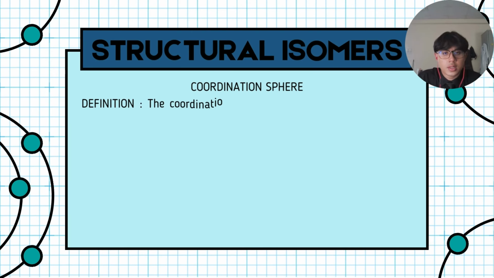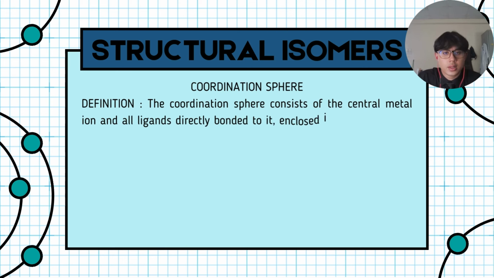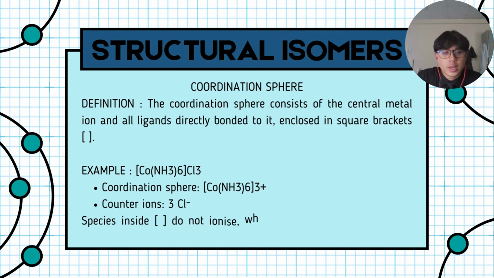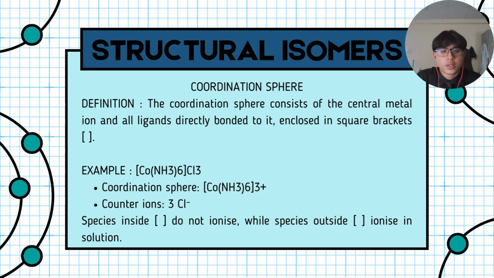The definition is that the coordination sphere consists of the central metal ion and all ligands directly bonded to it, enclosed in square brackets. For example, here the coordination sphere is [Co(NH3)6]3+, and the counter ion is 3Cl-. So the species inside the bracket do not ionize, while species outside the bracket ionize in solution.